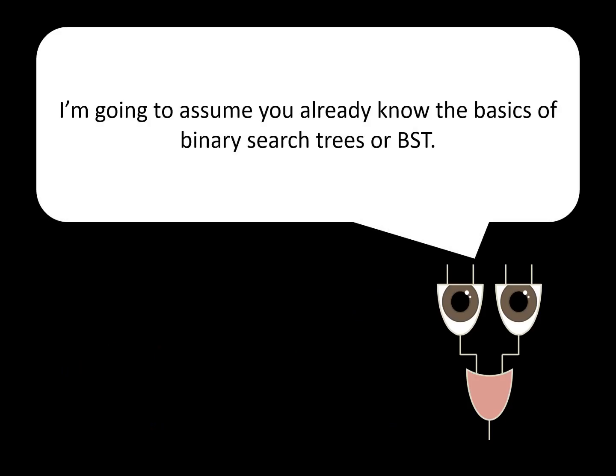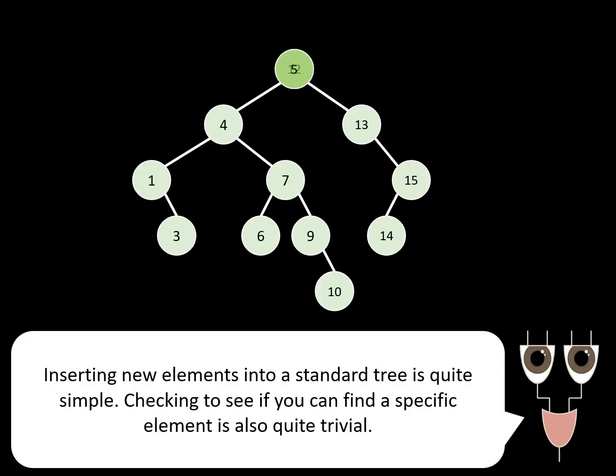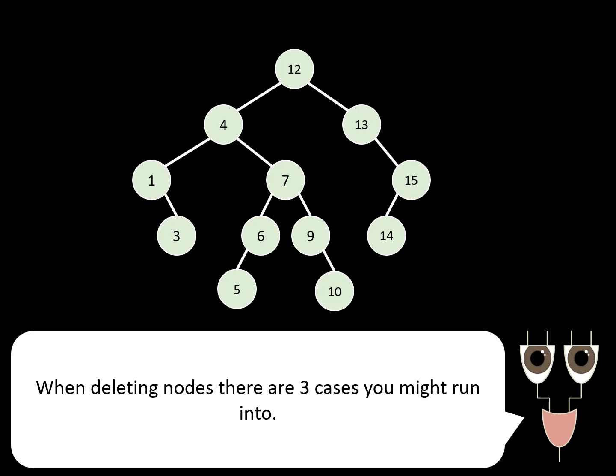I'm going to assume you already know the basics of binary search trees, or BST. Inserting new elements into a standard tree is quite simple. Checking to see if you can find a specific element is also quite trivial. When deleting nodes, there are 3 cases you might run into.